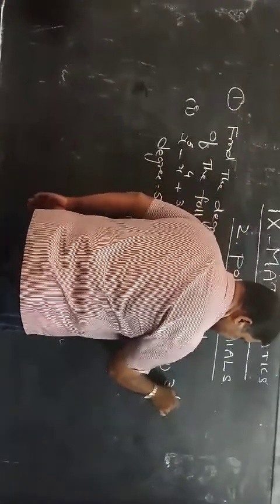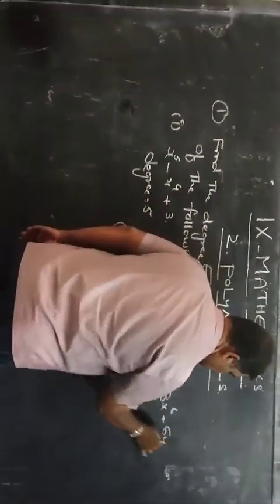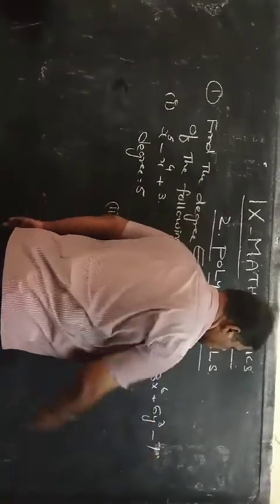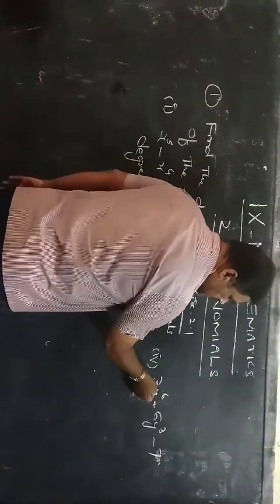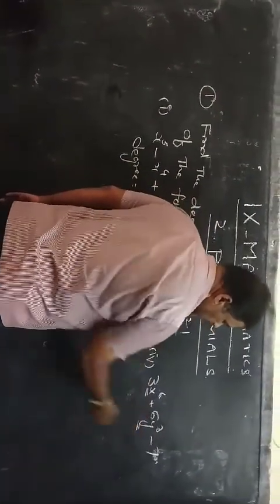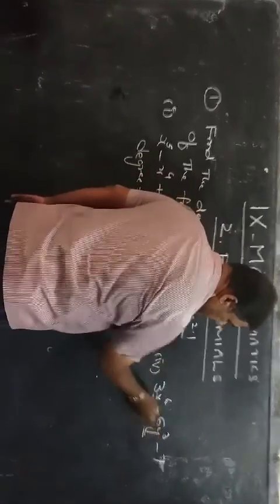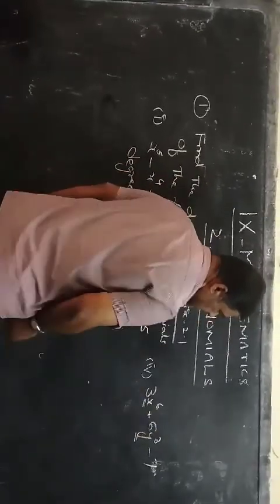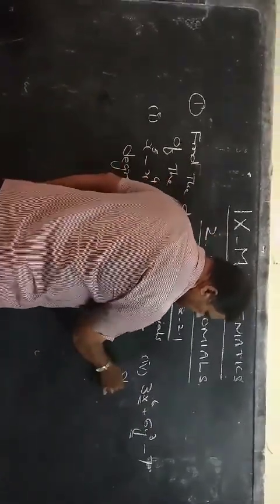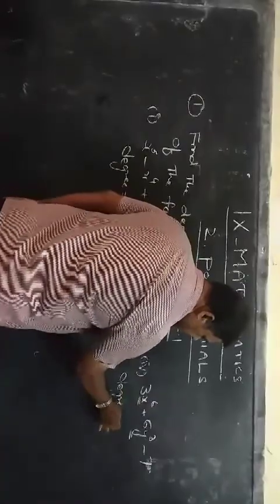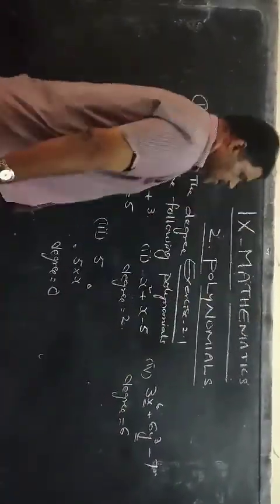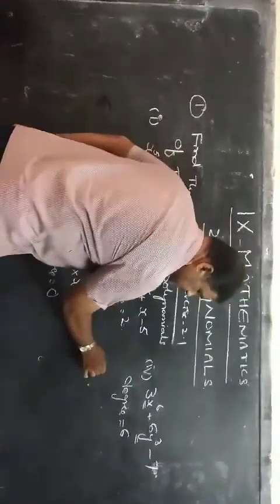Three x to the power 6 plus 6y cube minus 7. Here there are two variables, one is x and the other is y. So two unknowns are there. The highest power of the variable we have to see is taken as the degree of the polynomial. Among x and y, x has the highest power 6. So 6 is called the degree of the polynomial.